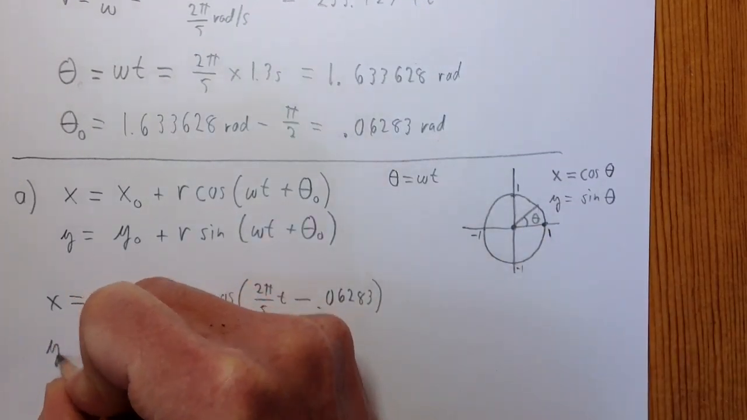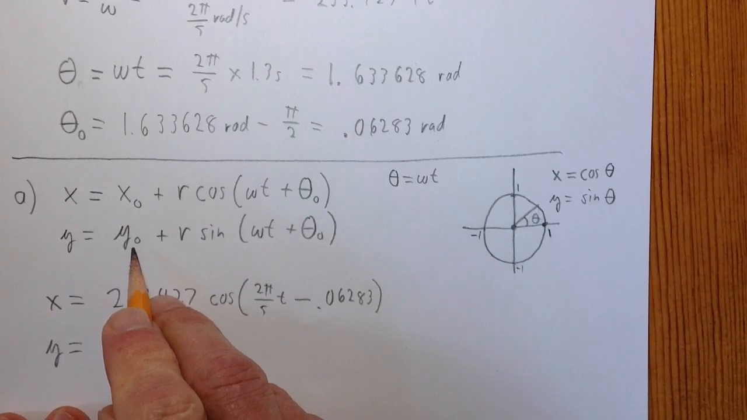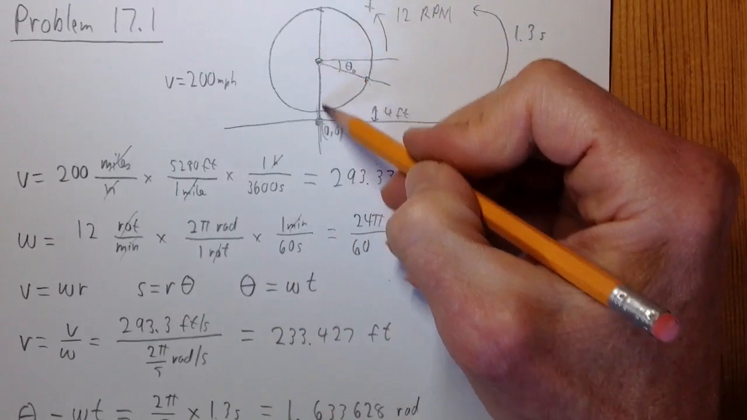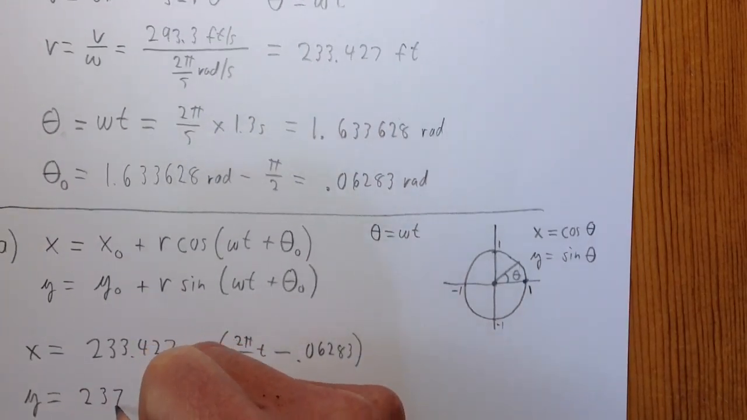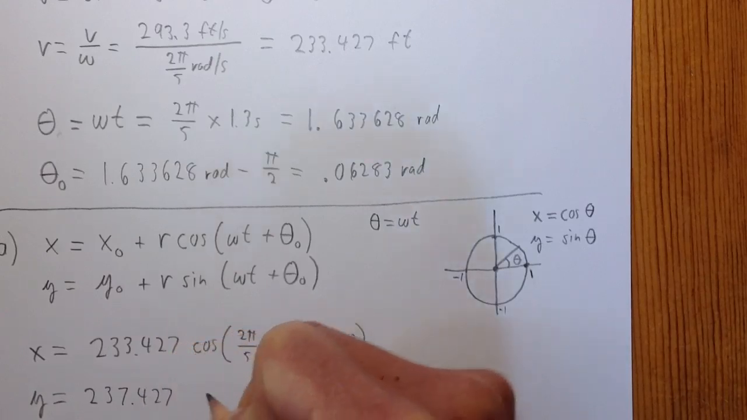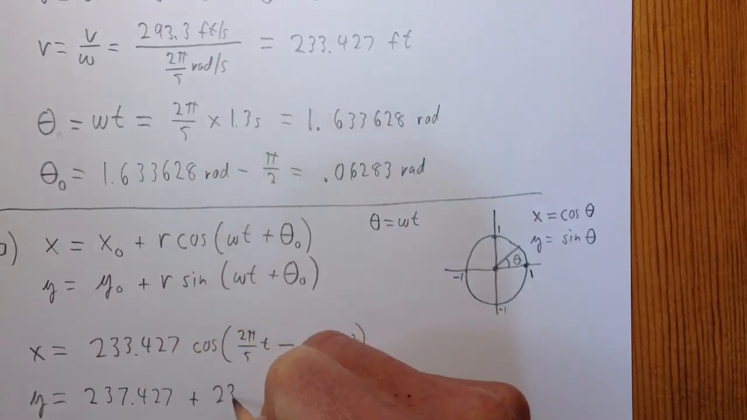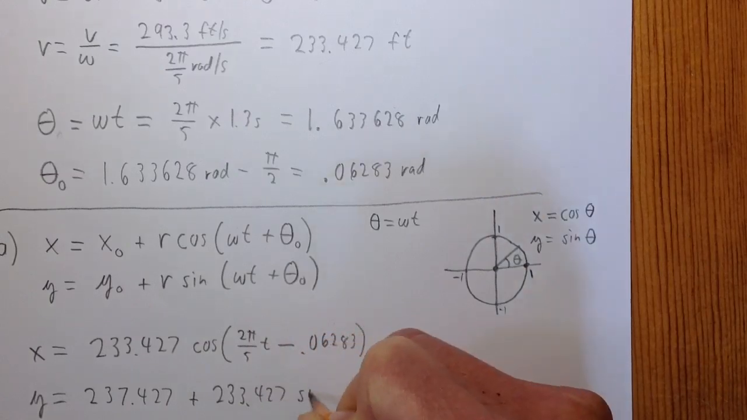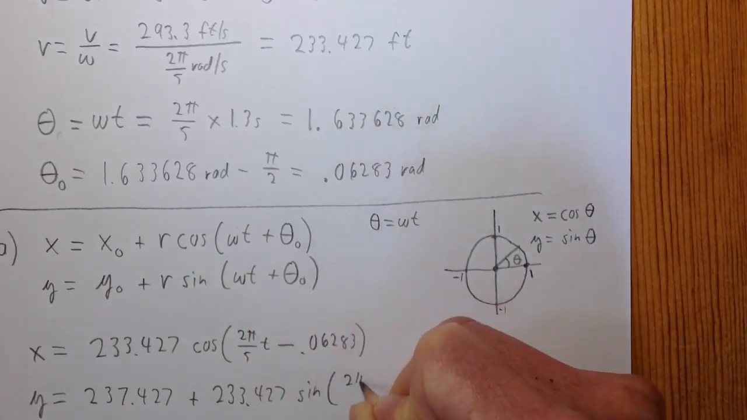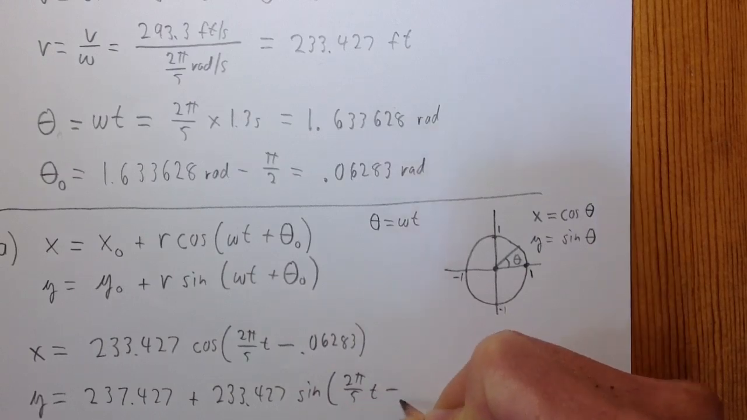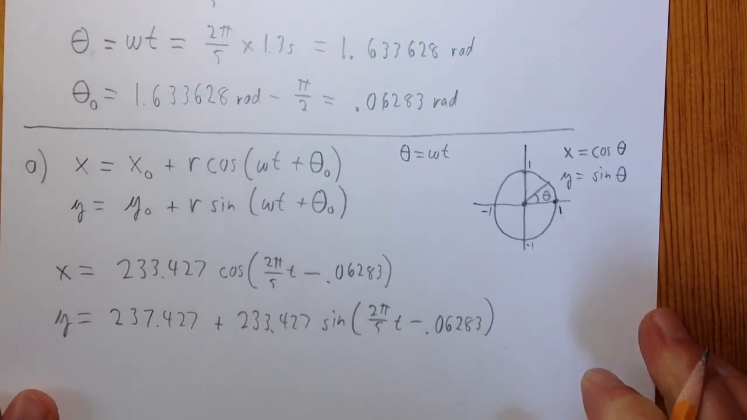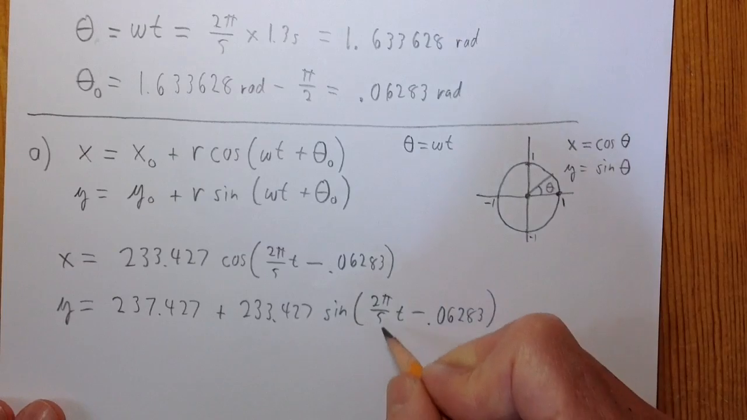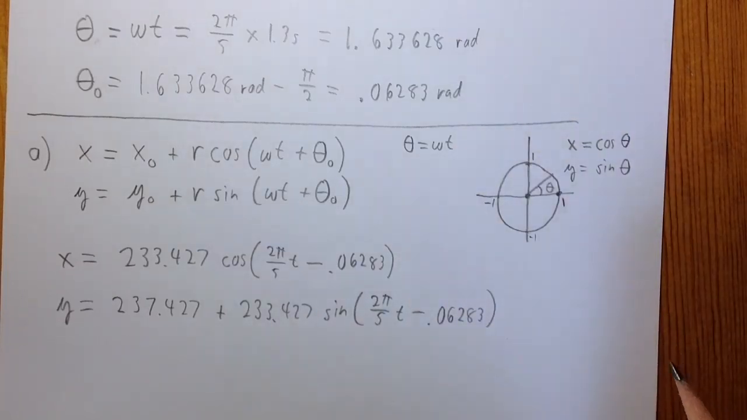That's the x. Now the y is the y starting point, y0, which we already said was the radius plus 4, which is 237.427, plus the radius 233.427 times the sine of all the same thing: 2 pi over 5 t minus 0.06283, keeping lots of decimal places, which is what they do in their answers if you look them up in the back of the book in the PDF file. So we want to match them. Okay, that is the x and y coordinates.